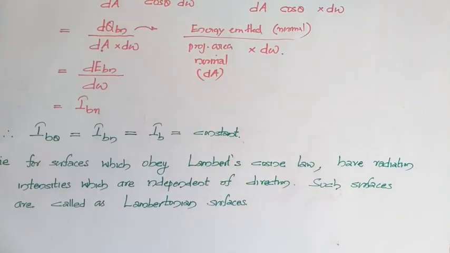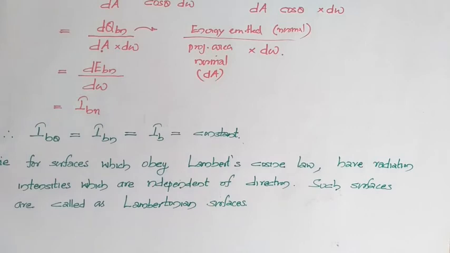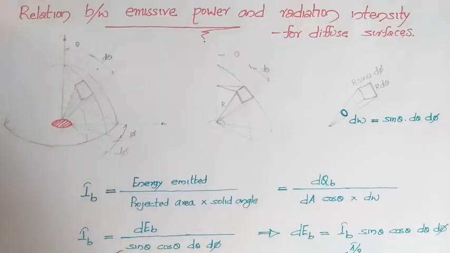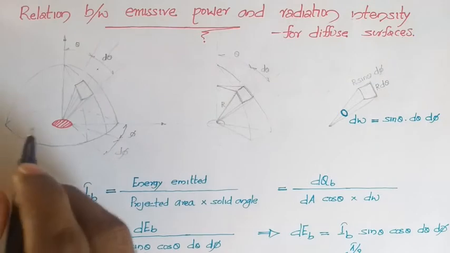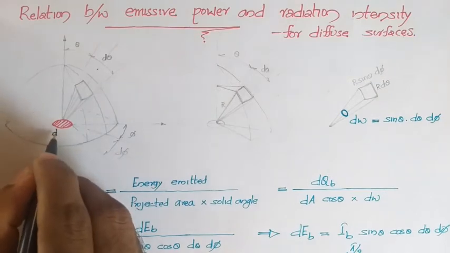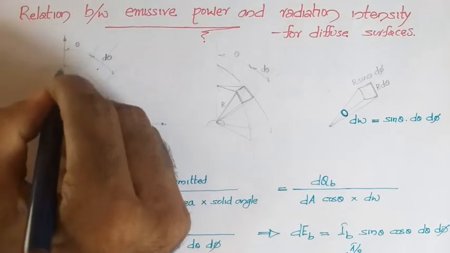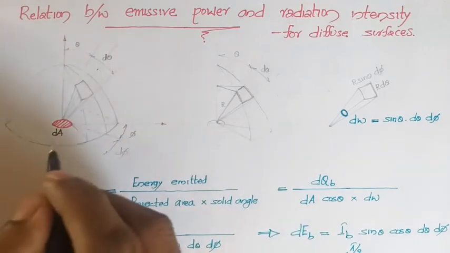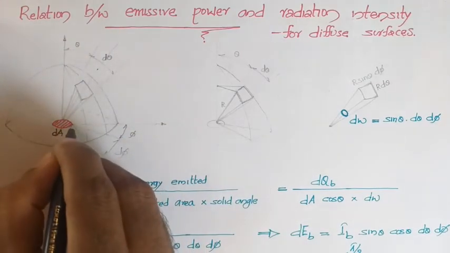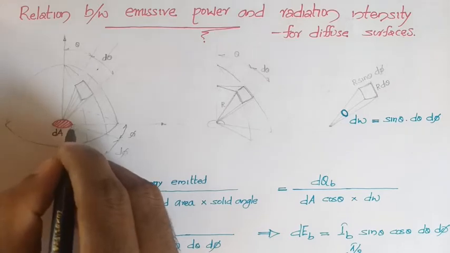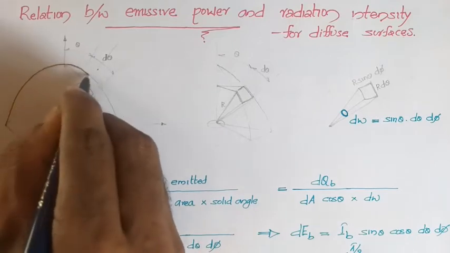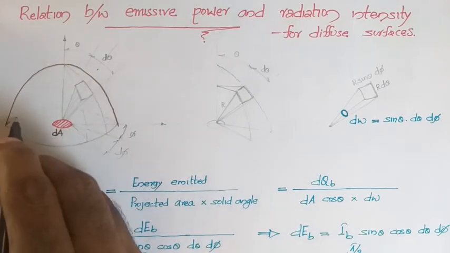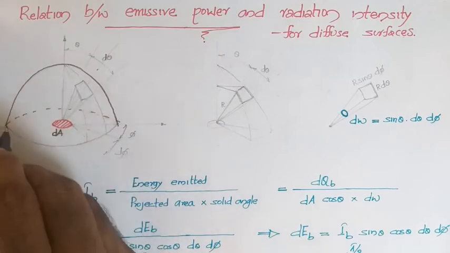Next we will be deriving a relation between the emissive power and radiation intensity for diffuse surfaces. Here you can consider an elemental area dA which is radiating, whose normal direction is this direction. At any time the emitted energy will be moving in a hemispherical manner, so the radiation will be intercepted by this hemisphere. You can see in this figure, this is the hemisphere that is formed.